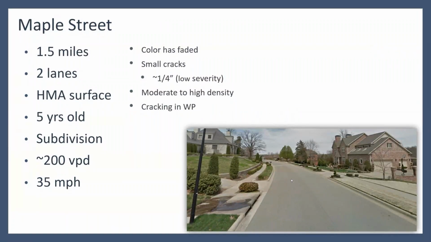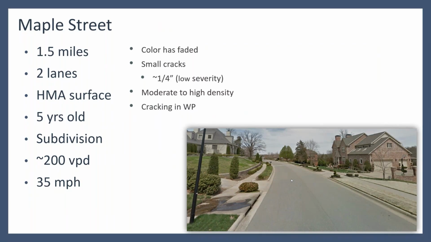So here we have Maple Street. This is a 1.5 mile segment. There are 2 lanes. It's a hot mix asphalt surface that is 5 years old. It's in a subdivision, and that subdivision has maybe 200 vehicles per day, 35 mile an hour maximum speed. The problems right now are that the color has faded. There are a few small cracks starting to show. They're maybe up to 1/4 of an inch. We're going to call that low severity.